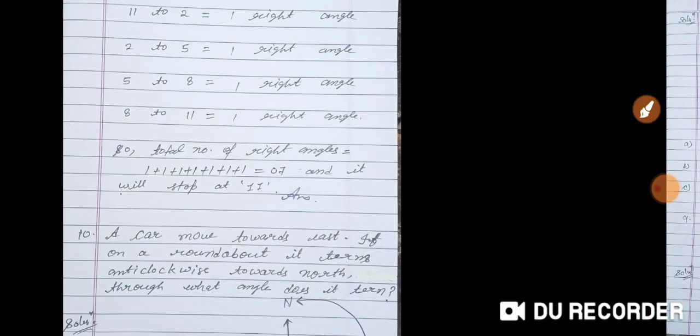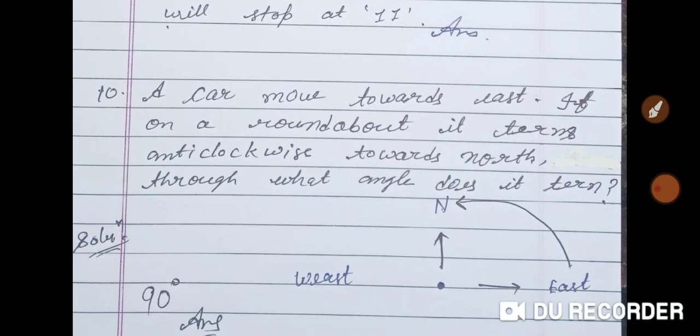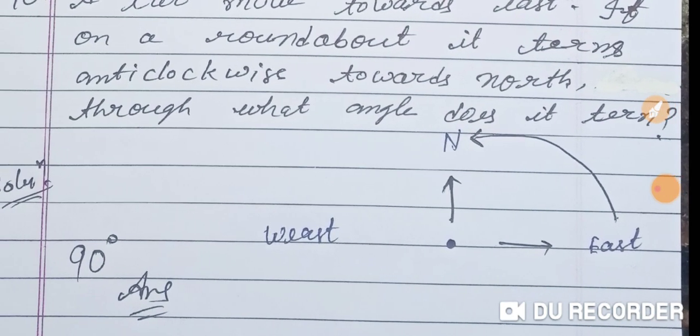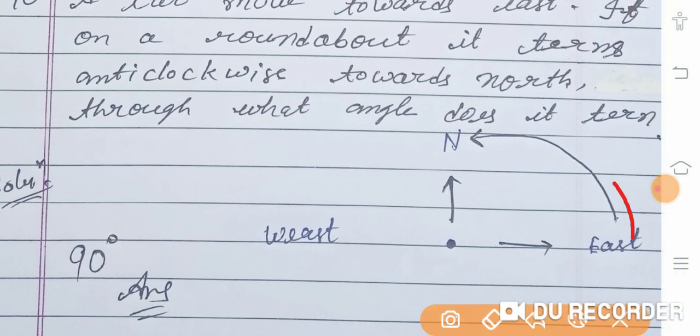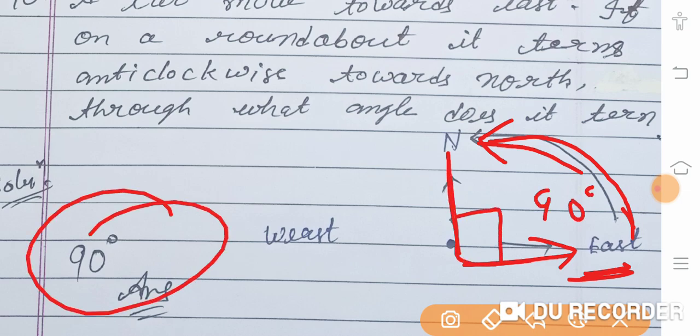Now question number 10. A car moves towards east. If on the roundabout it turns anti-clockwise towards north, through what angle does it turn? My dear students, you have to start from east to north, and here the car has the direction at east side, and it has to move up to north. So how much angle will it form? 90 degree, that is right angle. So 90 degree, this is your answer.